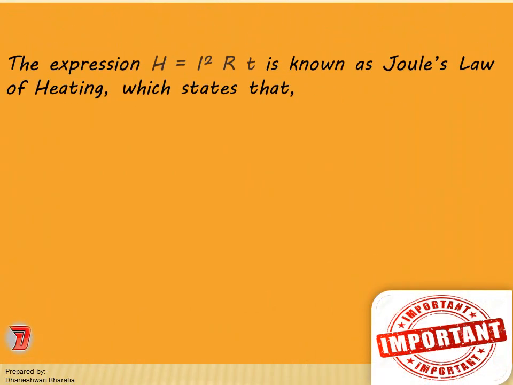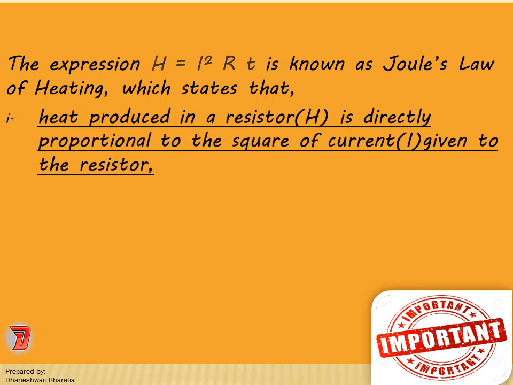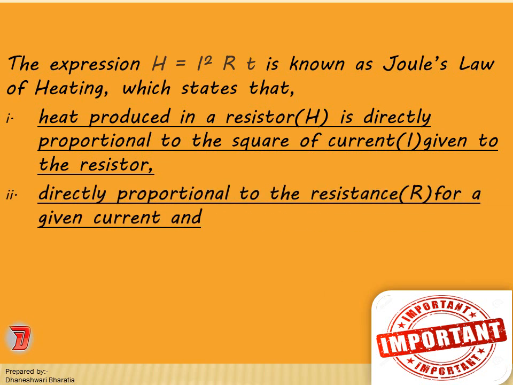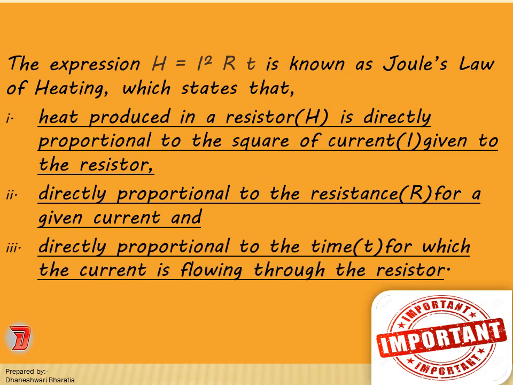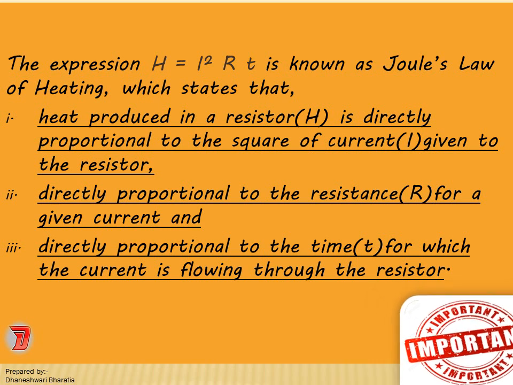Now we are going to state Joule's law of heating. The expression H is equal to I square RT is known as Joule's law of heating, which states that the heat produced in a resistor, denoted as capital H, is directly proportional to the square of the current I given to the resistor, directly proportional to the resistance R for a given current, and directly proportional to the time for which the current is flowing through the resistor.